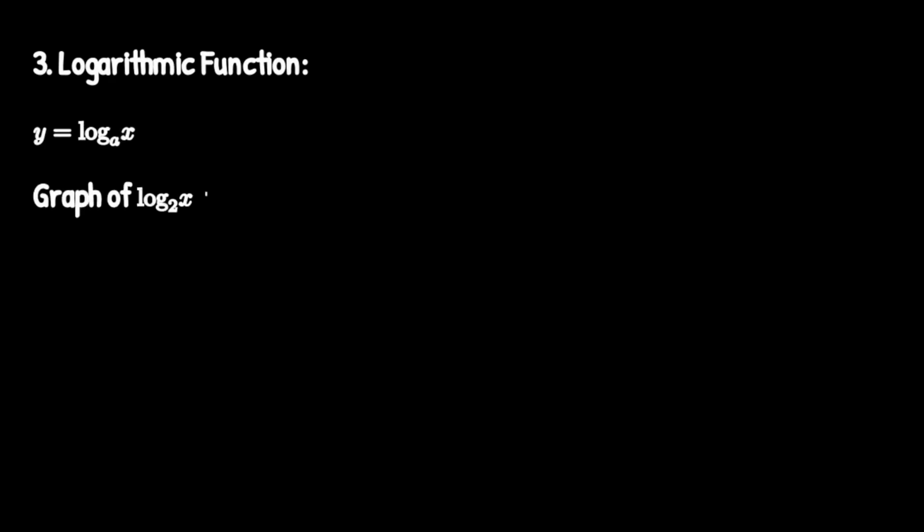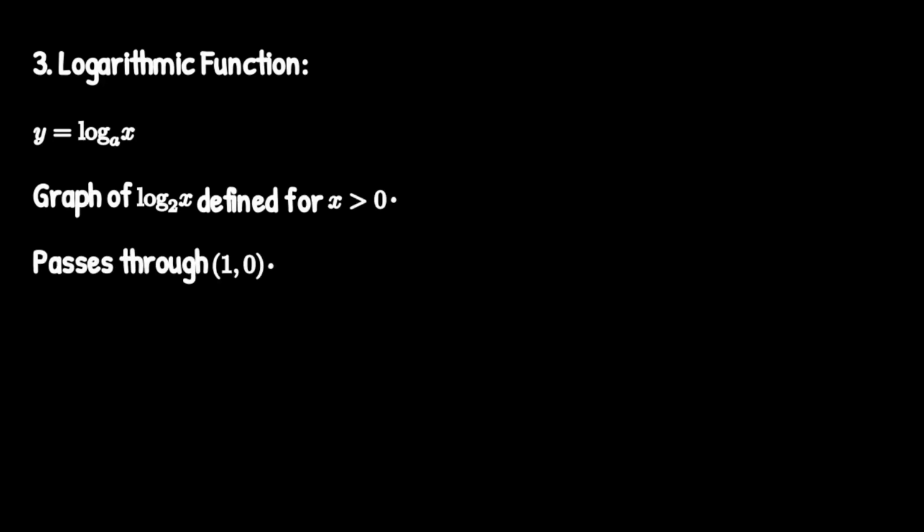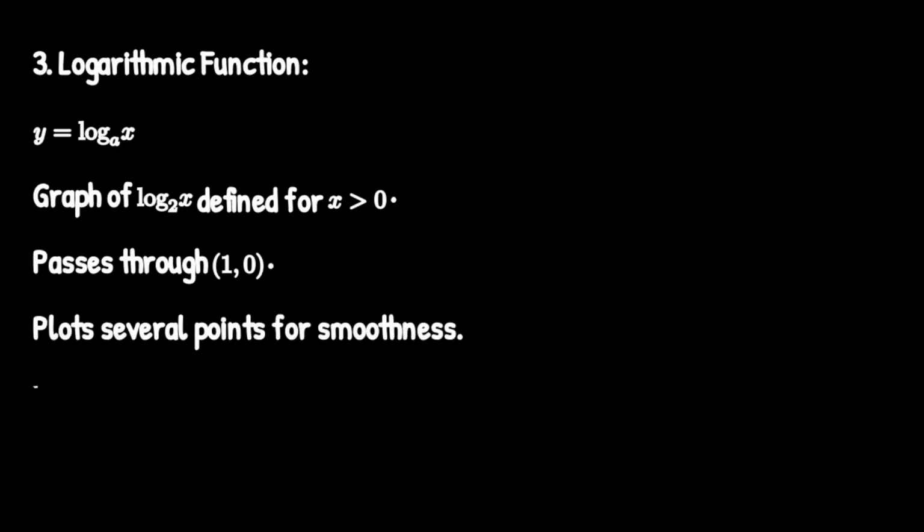Now, let's explore the logarithmic function. It is the inverse of the exponential function and is defined for positive x values only. For example, the logarithm base 2 of x is a common example. To visualize, we draw the graph. It passes through the point where x is 1 and y is 0, since the logarithm base 2 of 1 is 0. Again, plotting multiple points ensures a smooth curve.